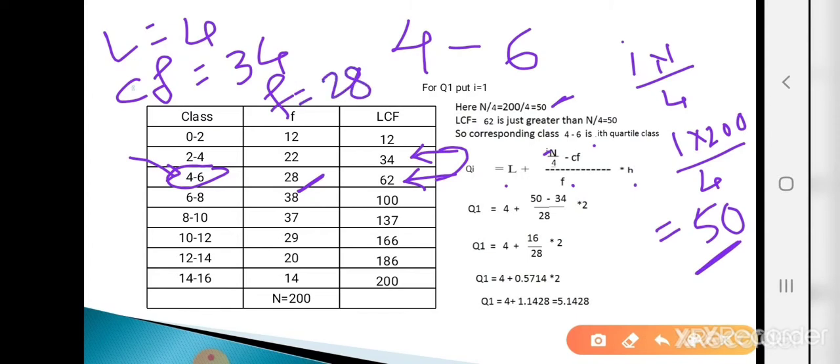And last, h is the class width. So how to calculate the class width? Class width is calculated as upper limit minus lower limit. Upper limit is 6 and lower limit is 4, so 6 minus 4 is 2. So our h value is 2.